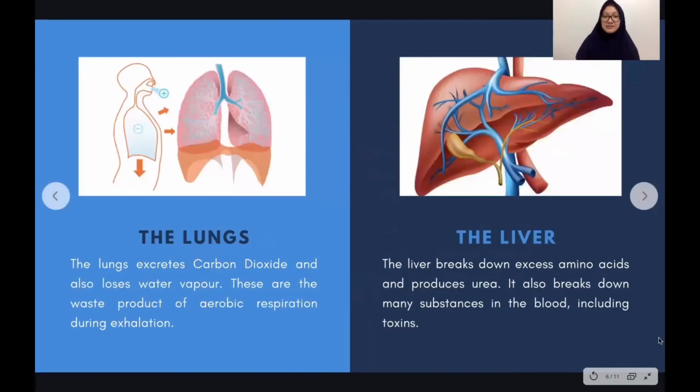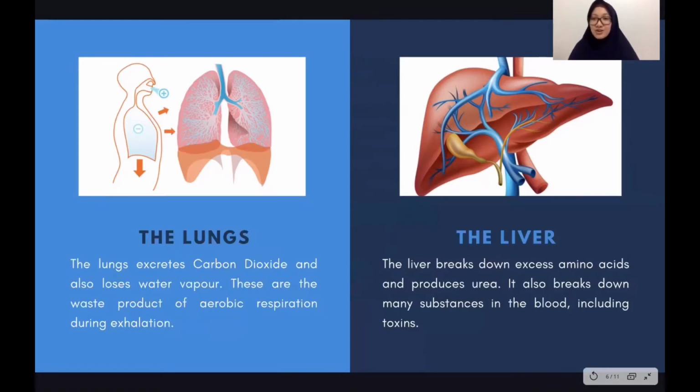So next, the lungs. I will be explaining more about it. So when the lungs respire, when you breathe, it excretes carbon dioxide and water vapor, and these are the products of aerobic respiration that happens in humans during exhalation.